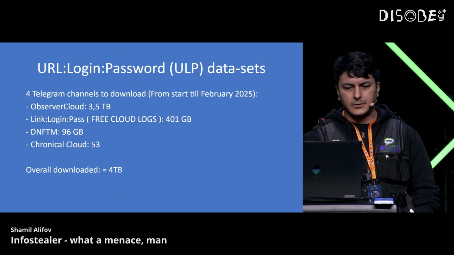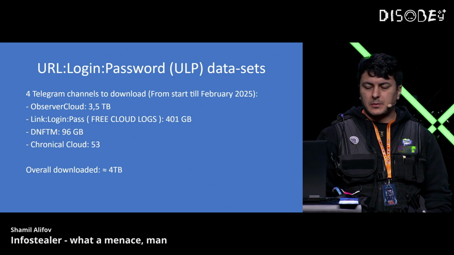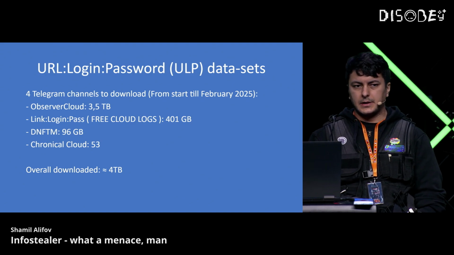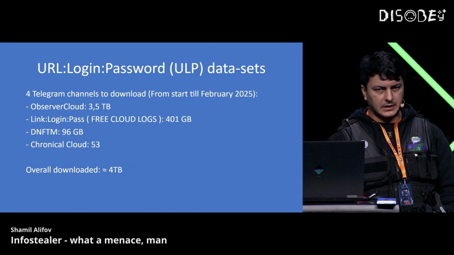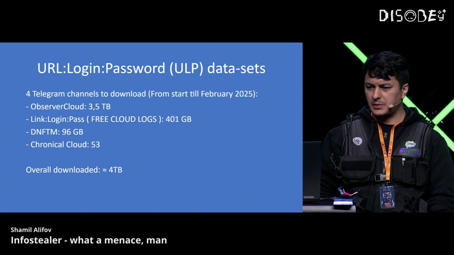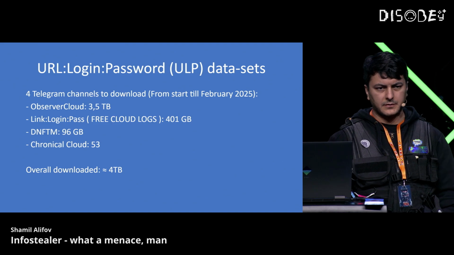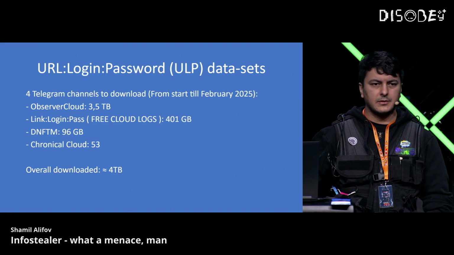So what did I do? I chose four Telegram channels that publish this kind of ULP data sets and decided to download. Observer Cloud is probably the most active currently. It's the biggest; I managed to download 3.5 terabytes from there, and just over 4 terabytes overall.